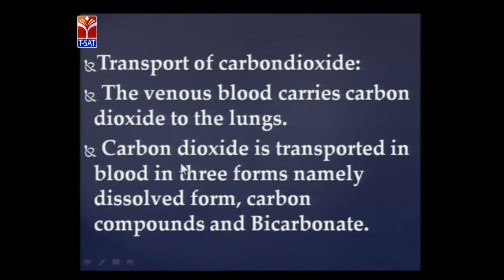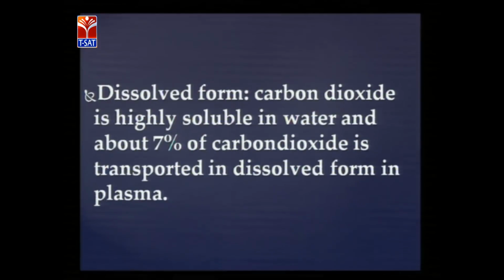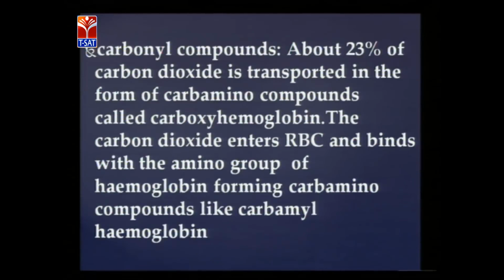And then coming to the transport of carbon dioxide, the venous blood carries the carbon dioxide to the lungs. Carbon dioxide is mostly transported in the blood in three major forms, namely, the dissolved form, carbamino compounds, and the bicarbonate form. In the dissolved form, carbon dioxide is highly soluble in water, and due to its solubility, 7% of carbon dioxide is transported in dissolved form in plasma.